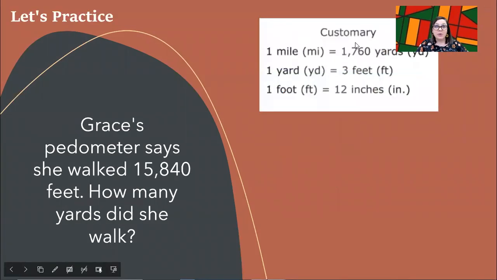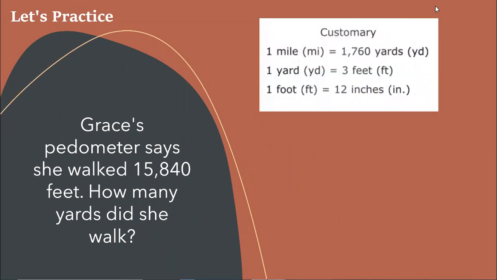All right, so we're going to stick with customary here, but if you look, we're going to be using length. So let's read this problem together. Grace's pedometer says that she walked 15,840 feet. Wow, great job, Grace. How many yards did she walk? So we are given feet and we want to convert to yards. So I'm going to come up here to my conversion chart and I'm going to find the conversion that shows me yards and feet. Here I see it. In 1 yard, there are 3 feet.